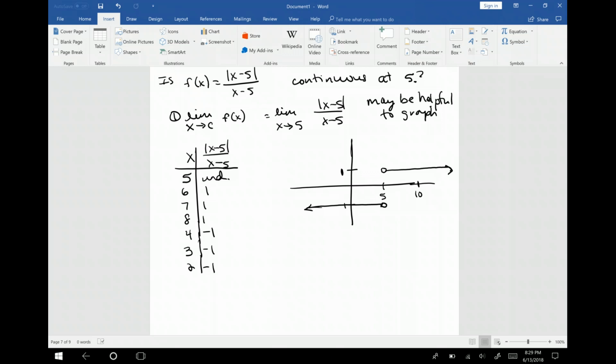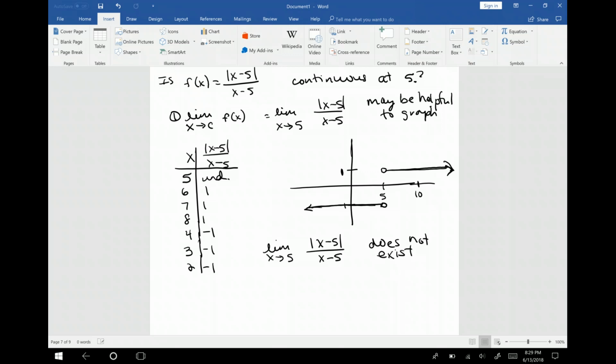So if we go through our limit rules, what can we say about the limit as x goes to 5 of the absolute value? It's undefined. That limit doesn't exist because you can see it doesn't exist at 5. We can't draw this function without lifting our pencil, so you can tell by looking at it that it's discontinuous.